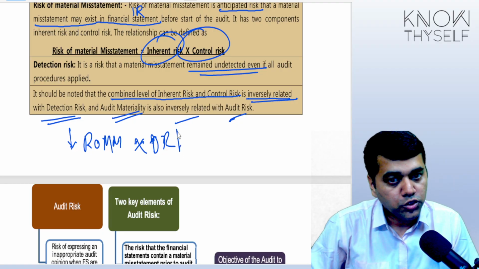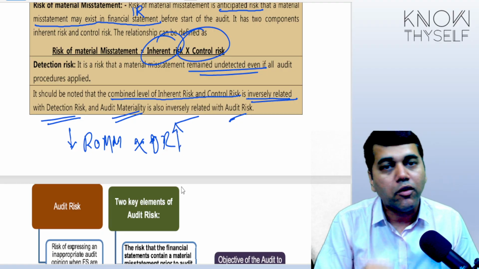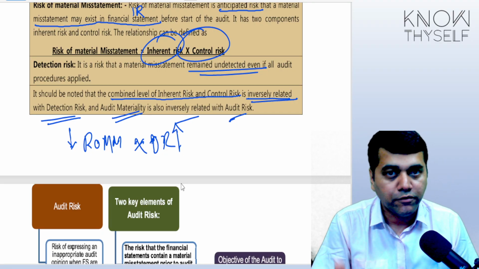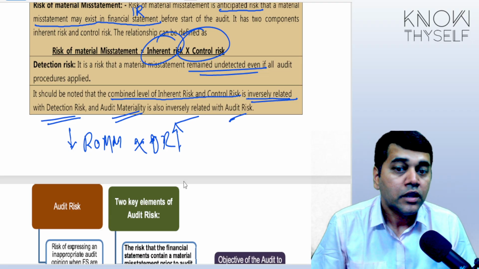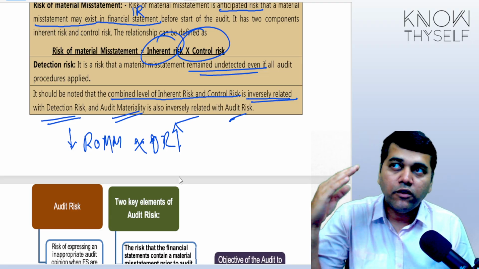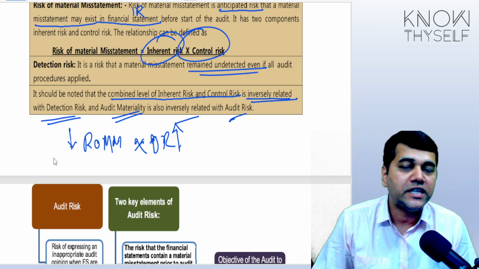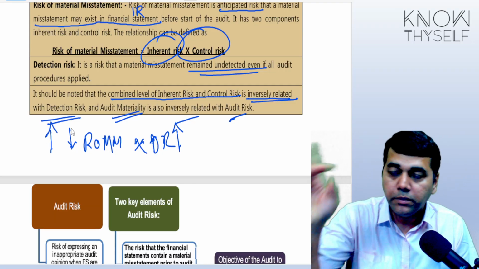By doing this, your detection risk will increase. Something could have gone wrong. Have you ever tested it? You could have been the victim of food poison. On the other hand, suppose you have heard about incidents of food poison in that organization. So ROMM is very high.